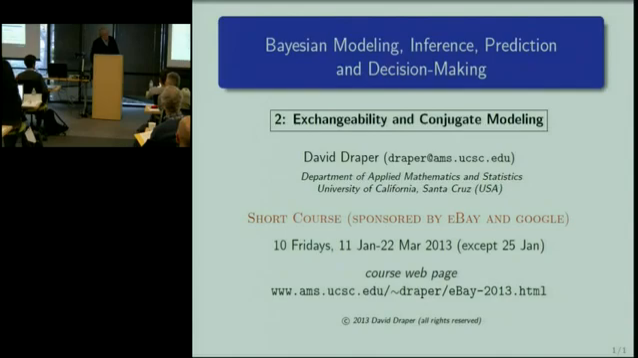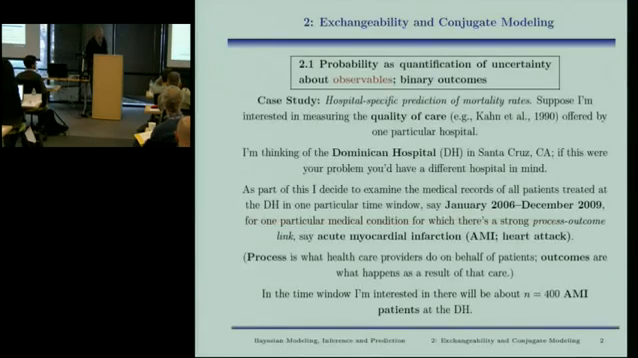So this is a unit in the course called exchangeability and conjugate modeling. Unless you've already done Bayesian stuff, you don't know what either of those words mean, but pretty soon you will. So the first unit here, in the first subunit of this story, we're going to talk about probability as a method of quantifying your uncertainty about things you can actually observe. And I'm going to focus on a case study that involves binary outcomes.